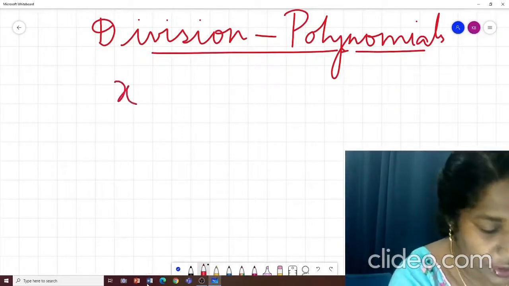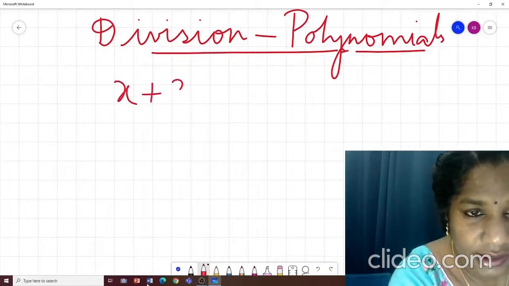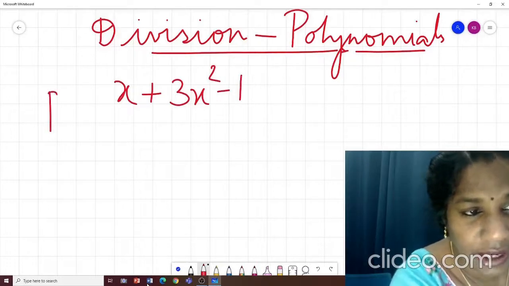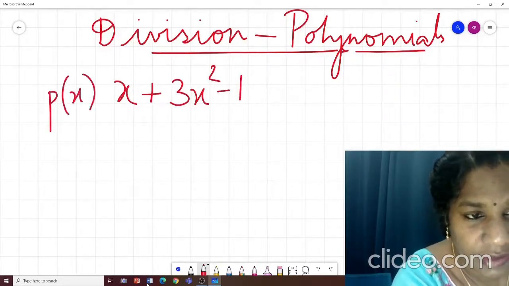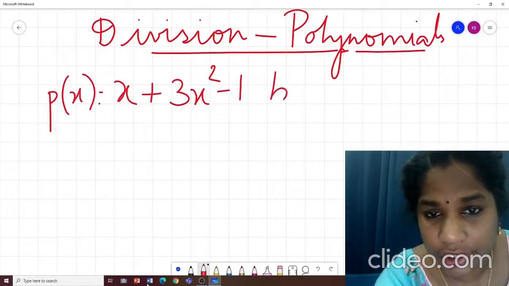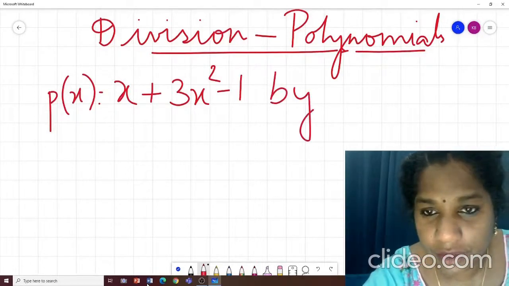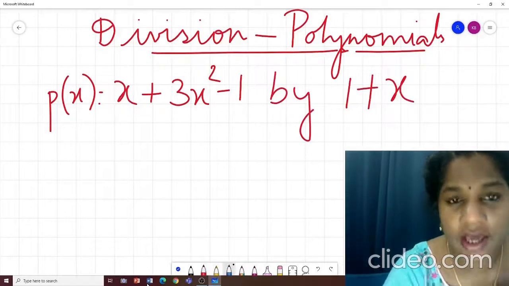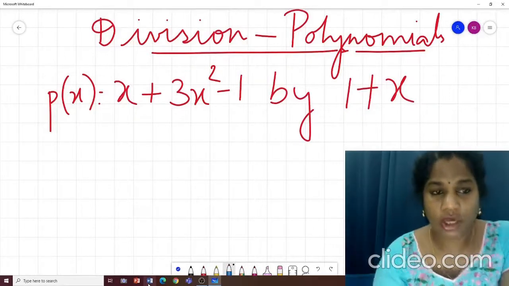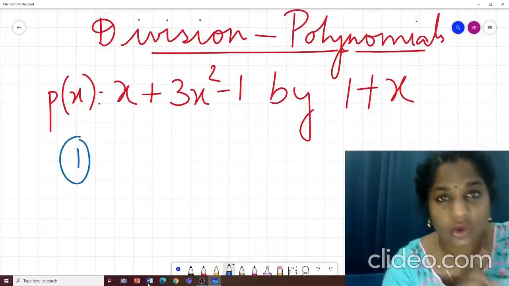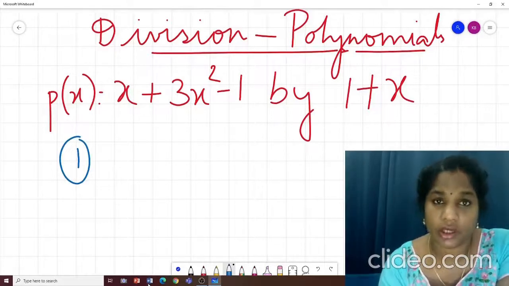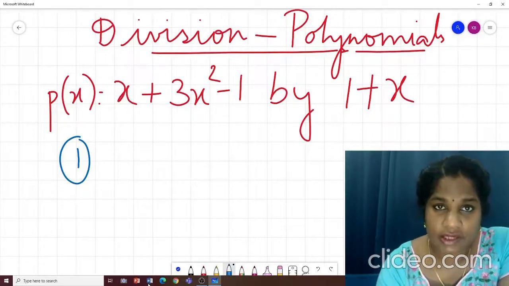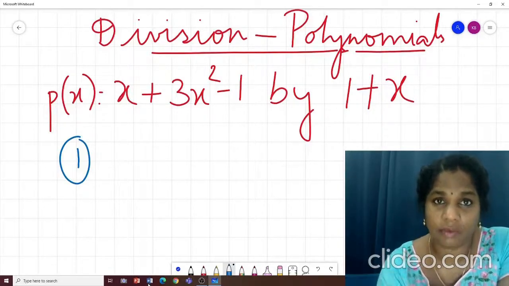Suppose I have a question like x plus 3x square minus 1. Suppose this is my polynomial, this is my dividend, and I want it to be divided by 1 plus x. Okay, this is my question. So what is my first step? Don't forget this step. It's very important. If this step is not done, your division will go wrong. So the first step is standardizing the polynomial.